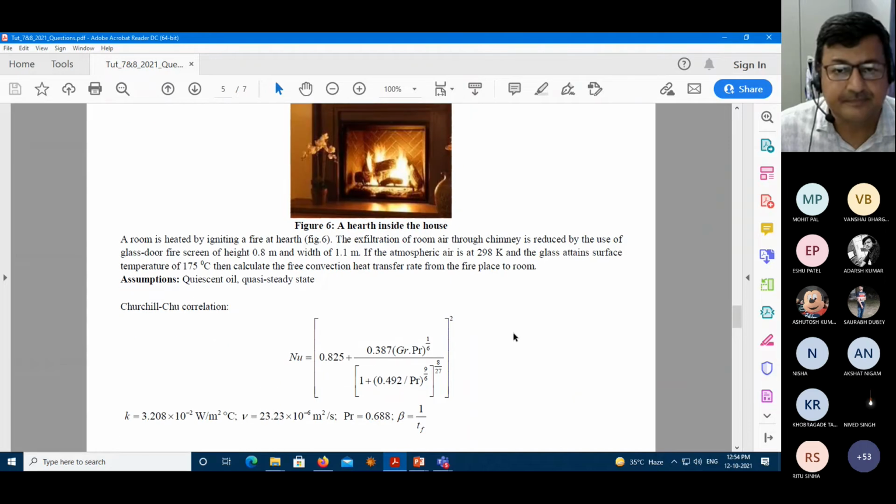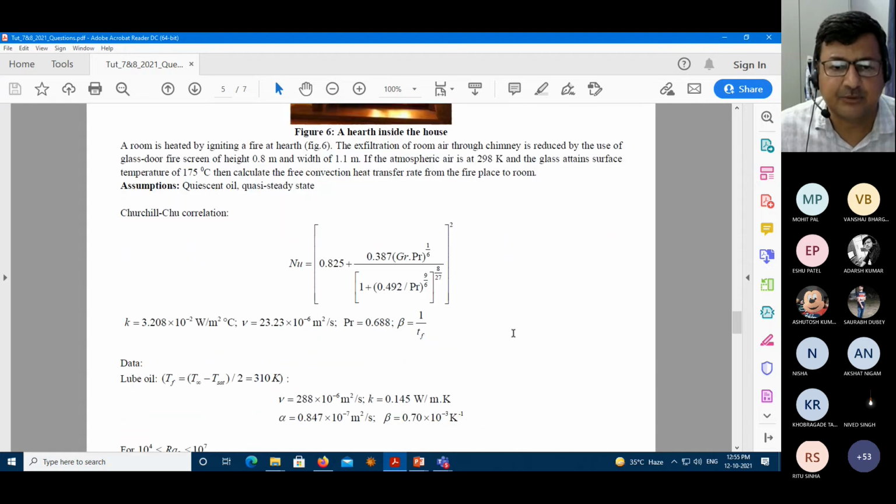A room is heated by igniting a fire at the hearth. The exfiltration of room air through the chimney is reduced by the use of a glass door fire screen of height 0.8 meter and width 1.1 meter. If the atmospheric air is at 298 Kelvin and the glass attains a surface temperature of 175 degrees Celsius, then calculate the free convection heat transfer rate from the fireplace to the room. Free convection, yes. These assumptions are okay. How do you calculate them? What will be the method?